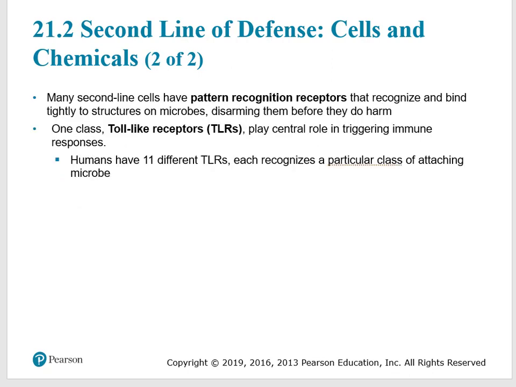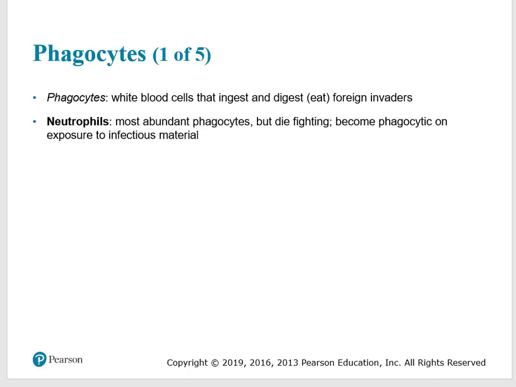Let's start with our second line defense with phagocytic cells. The main ones that we have are neutrophils. From the previous chapter, you know that we have a lot of neutrophils in our body, and that is because they are phagocytic cells.